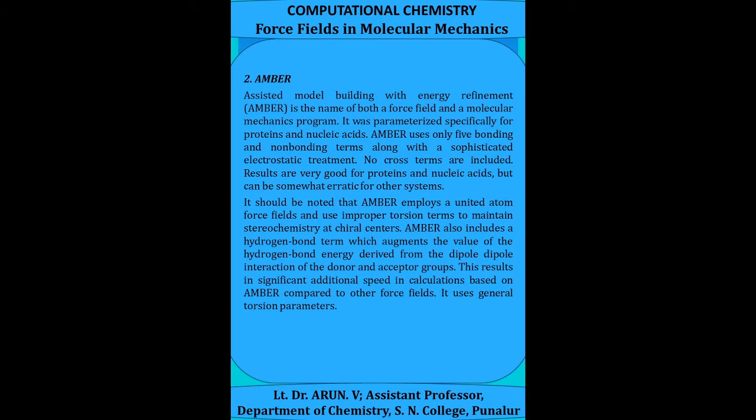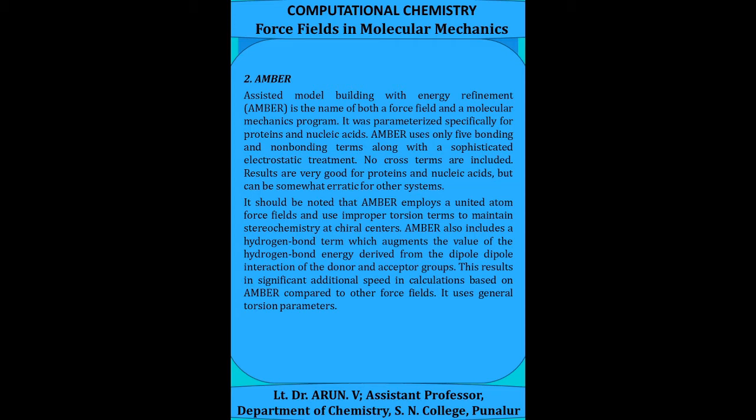Next is AMBER. AMBER is the Assisted Model Building with Energy Refinement. It is the name for both a force field and a molecular mechanics program. It was parameterized specifically for proteins and nucleic acids. AMBER uses only 5 bonding and non-bonding terms along with a sophisticated electrostatic treatment. No cross terms are included here. Results are very good for proteins and nucleic acids but can be somewhat erratic for other systems.